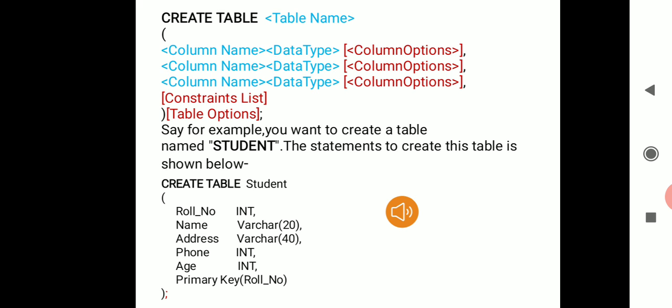In this slide, I will show you an example of how to create a table. Say for example, you want to create a table named student having 5 columns, that is roll, name, address, phone, and age. We start like this. Just check the slide. Create table student. Here the text student is for the text table name in the syntax above. In the next line, we put the opening bracket.